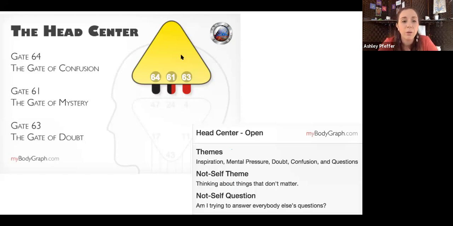So when we come into these different centers, and you know that you're open, you're going to want to ask yourself these not-self questions. If you can't shut off your mind and it's causing a lot of anxiety because you're not getting an answer to the question, maybe it's not your question to answer. So ask yourself these things. Am I trying to answer everybody else's questions? And if it's yes, then it's not really yours to answer.